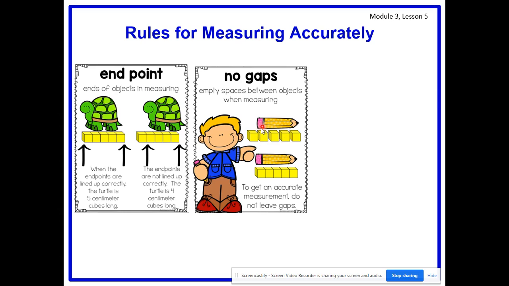We must also make sure that there are no gaps. Just like right here, the example at the top, we can see spaces. And we don't want that. We want to make sure it looks like the pencil at the bottom to get an accurate measurement. We do not leave gaps.